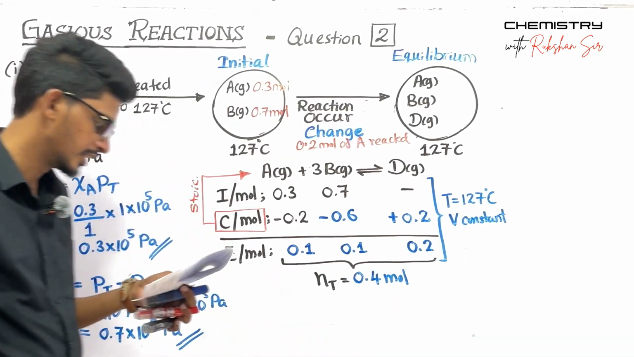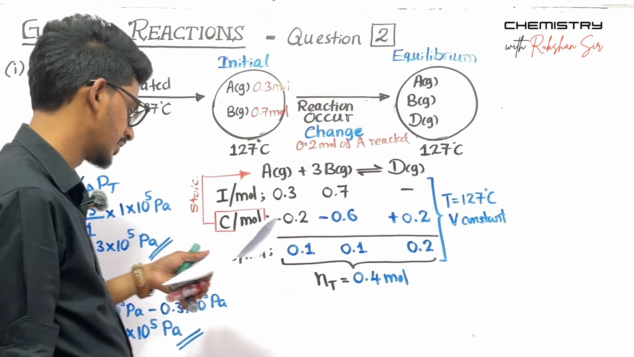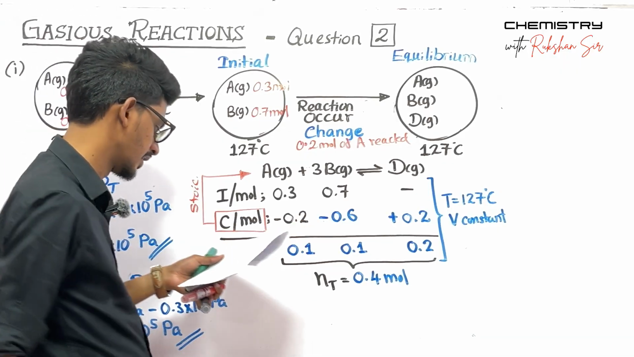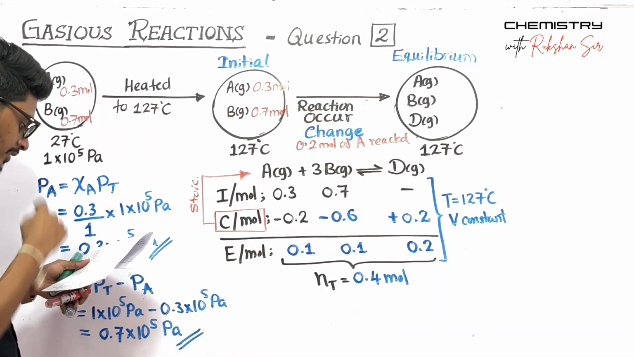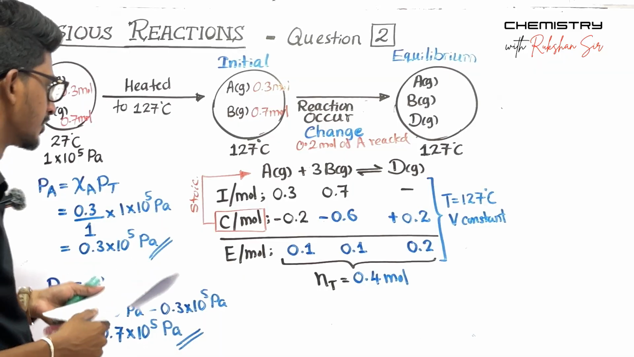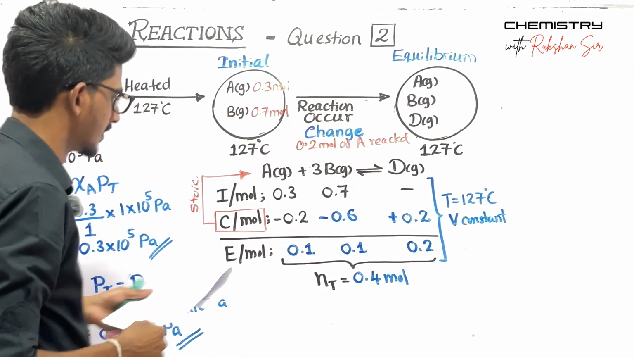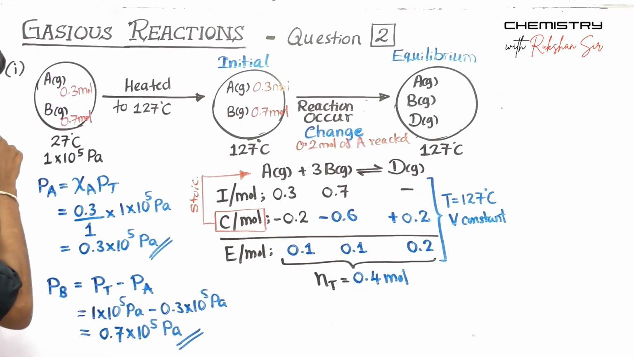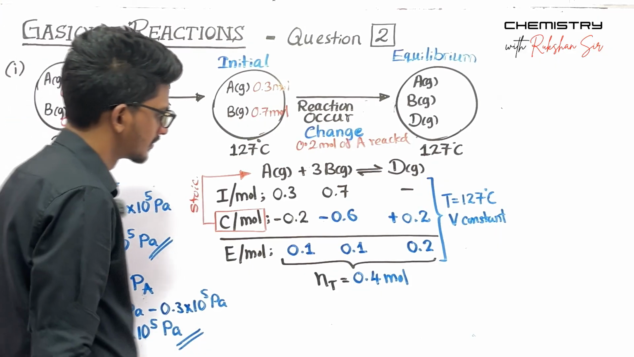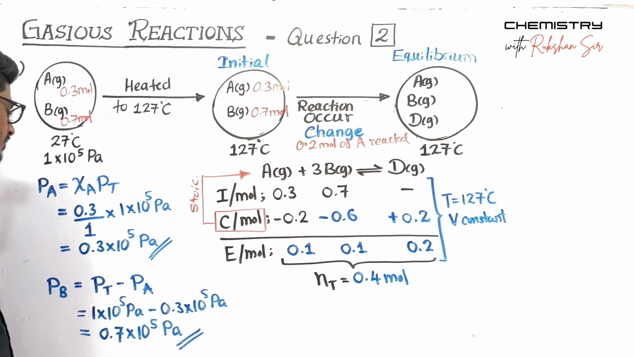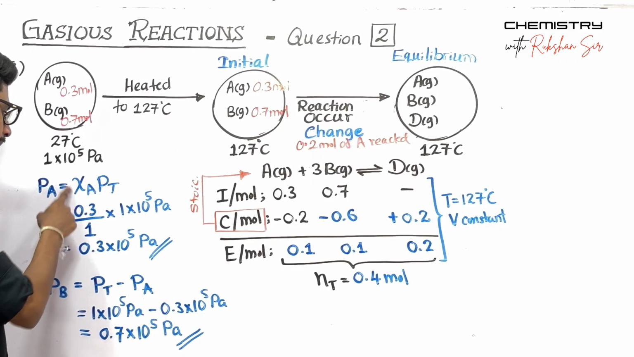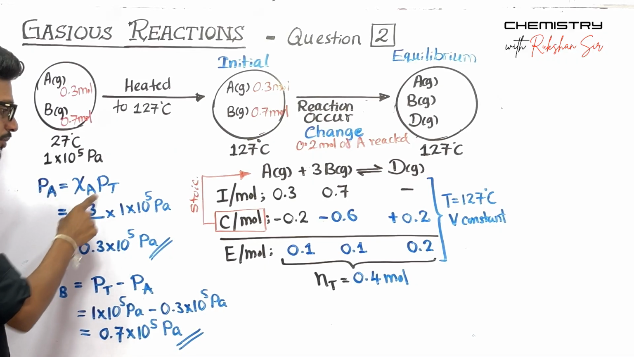They are asking for the partial pressures of these components after the reaction, and then the total pressure of the system at 127 at the end of the reaction. Those are the 2 things they are asking. So partial pressures can be found by applying this equation. For that, you should know the mole fraction as well as the total pressure.